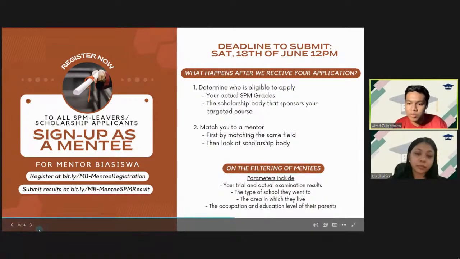And we'll also look at the scholarships that mentees would want to apply to and match them with mentors who have experience in that particular scholarship. Next.